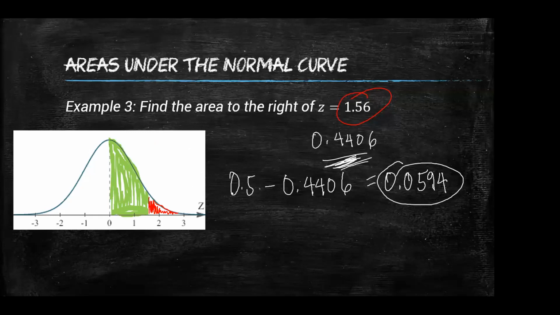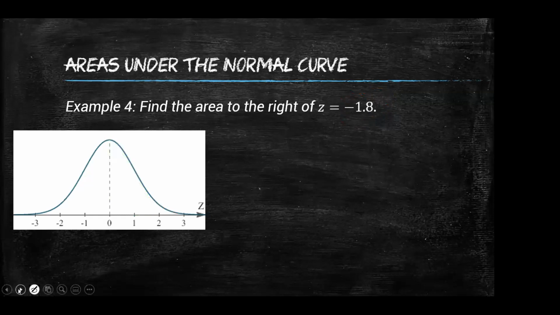Kaya minus natin sa 0.5 kasi ito yung kalahati ng ating normal curve. And para makuha natin yung dulo na part, ima-minus natin yung ating area between 0 and 1.56 para makuha natin yung area ng right ng Z, which is 1.56. Okay po? Clear tayo ha. Okay. Next example tayo. Tatalunin ko yung example number 4 and number 5 para medyo related yung questions natin.